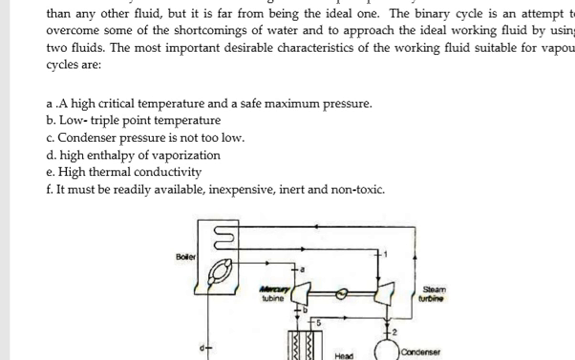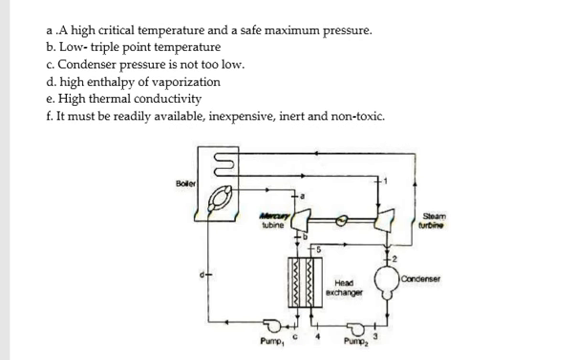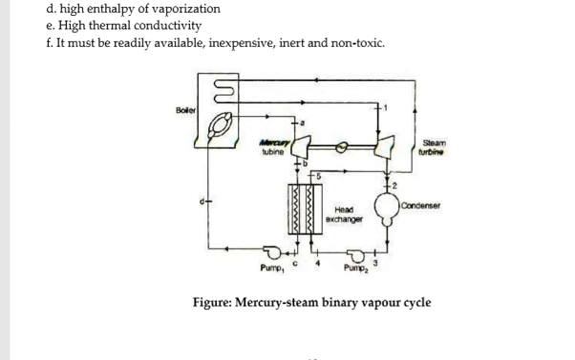High thermal conductivity, and it must be readily available, inexpensive, inert and non-toxic. That means such a cycle can be used where mercury is available, water is available. Then you have to use such a type of cycle, the binary vapor cycle. That is easily available.